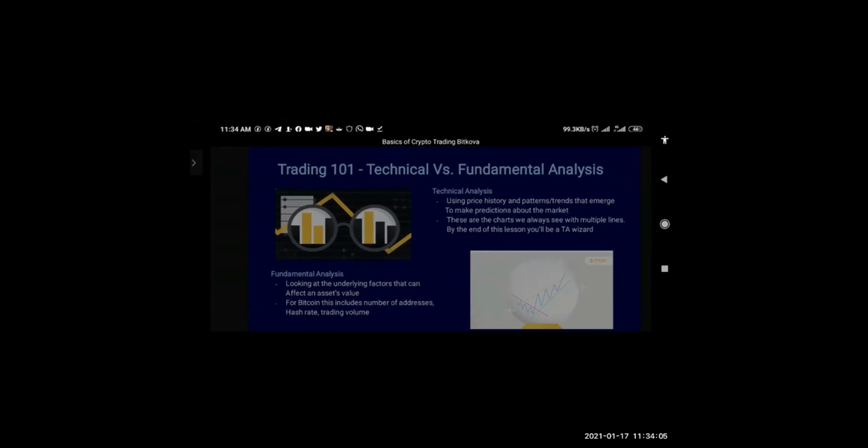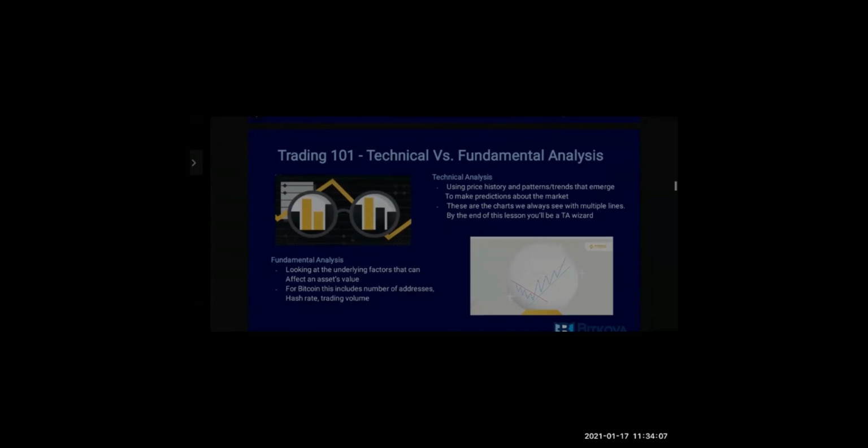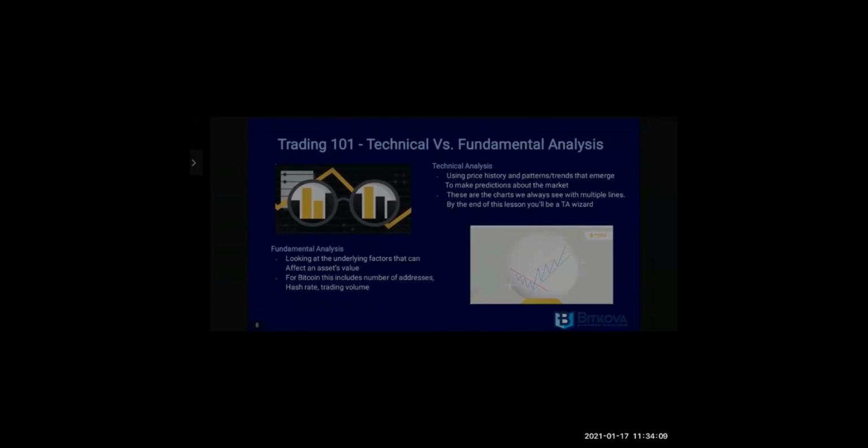Okay, so the next thing to talk about after the different types of orders is technical and fundamental analysis. Since we say that the market is all about analyzing and then getting in, making profit, and so on and so forth, this is basically what trading is all about: knowing when to enter, how to enter, and when to exit.